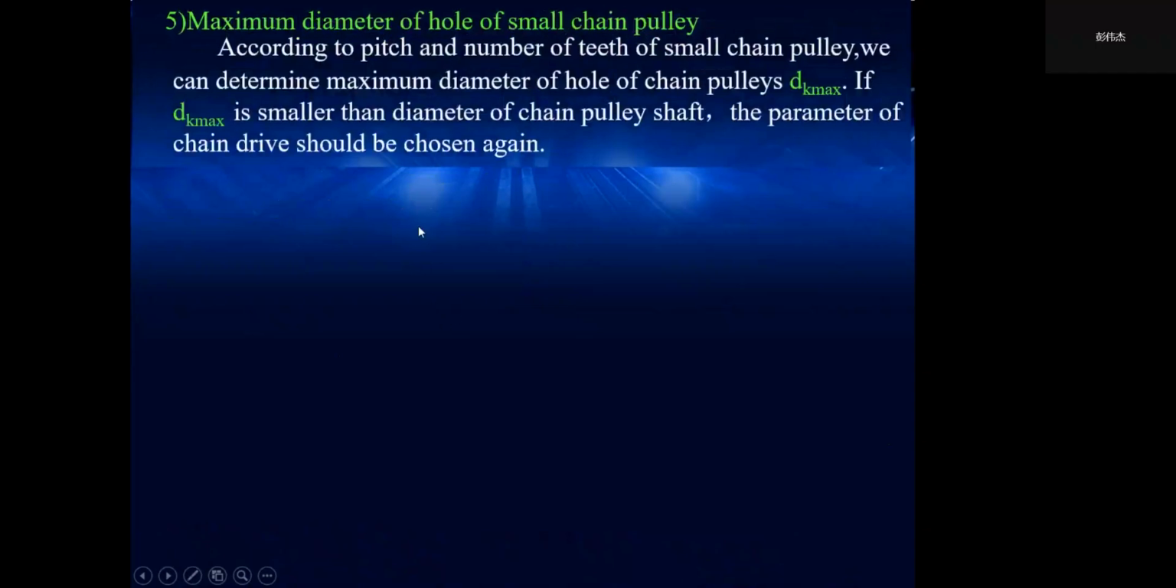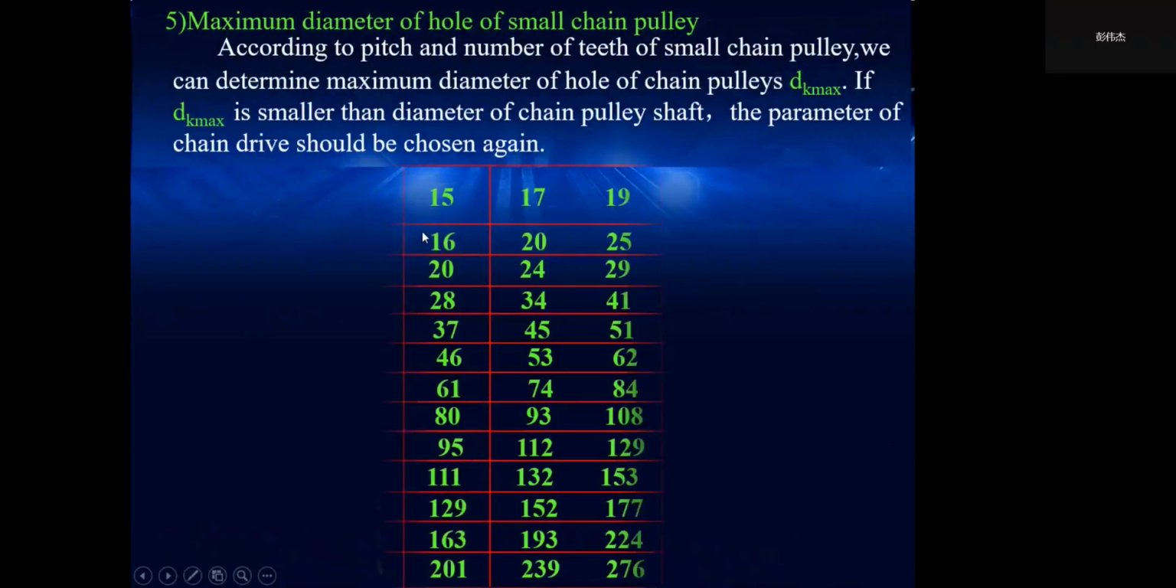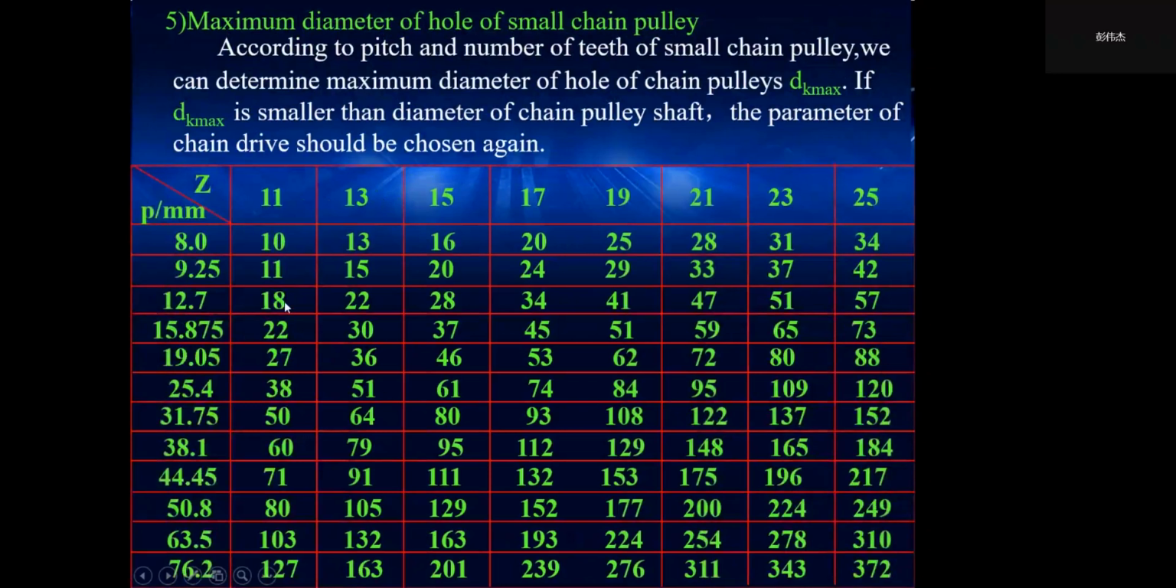And then we obtain the maximum diameter of hole of small chain pulley. And from this table, according to the pitch and the number of teeth, we can determine the maximum diameter of hole of chain pulleys, dk max. If dk max is smaller than the diameter of chain pulley shaft, the parameter of chain drive should be chosen again.